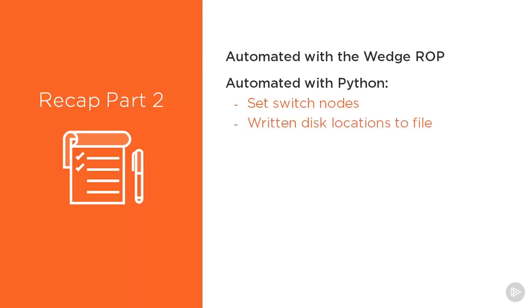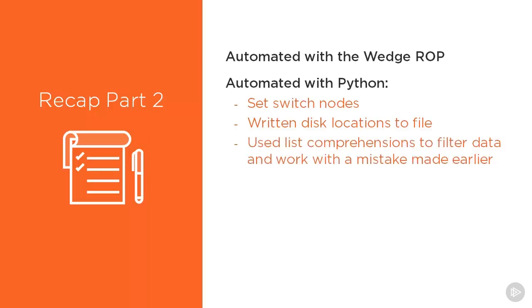To save us manually loading in each city block. Once done, we stored the disk location to which they were written into a file. We then used a list comprehension to parse over the data in that file and filter out duplicate entries. And the result of that operation we fed into a script executed by a button we created to load all those city blocks in with a single button click.